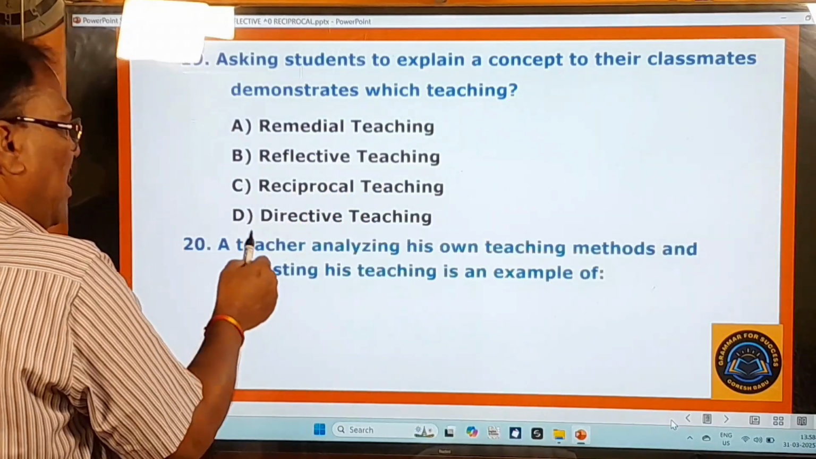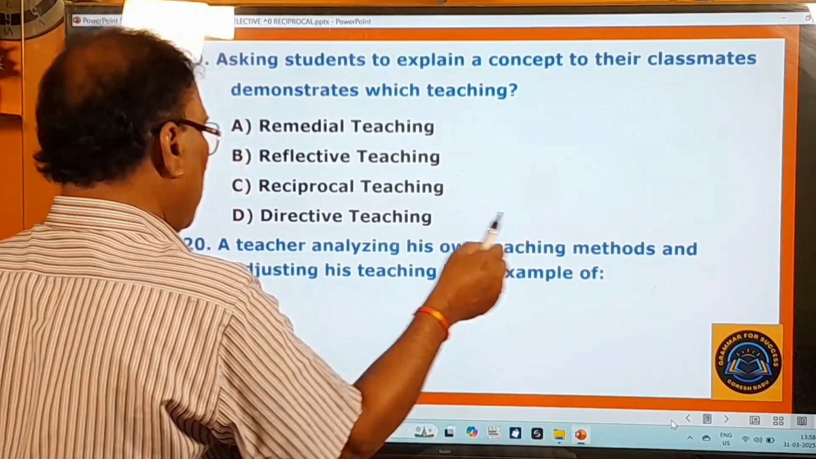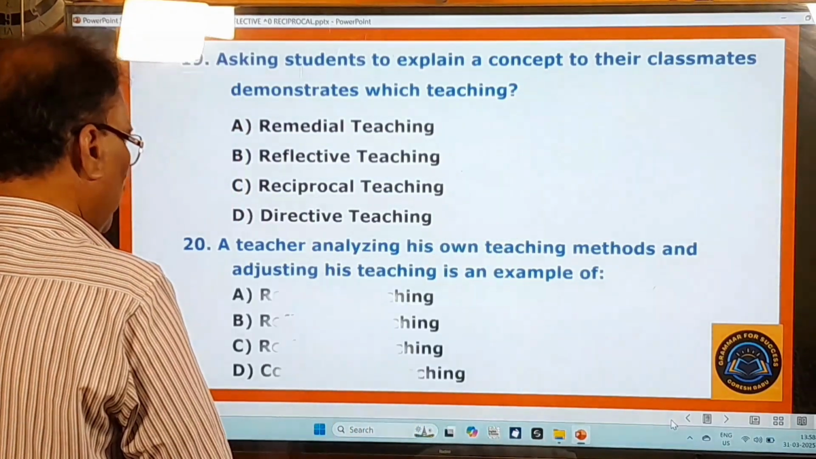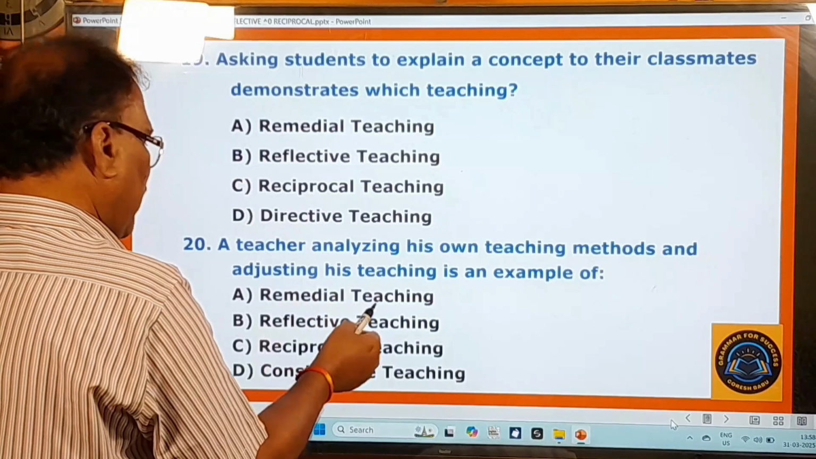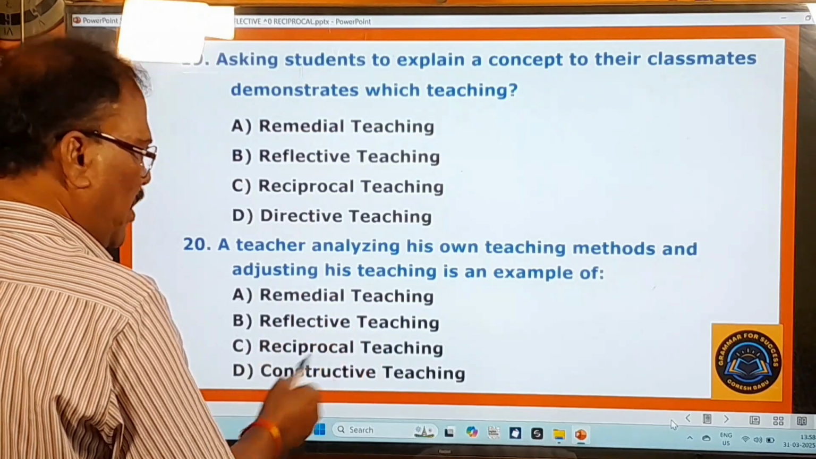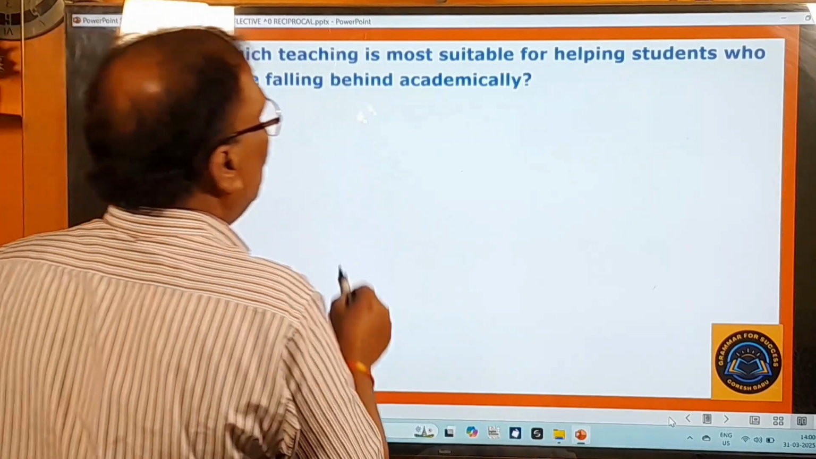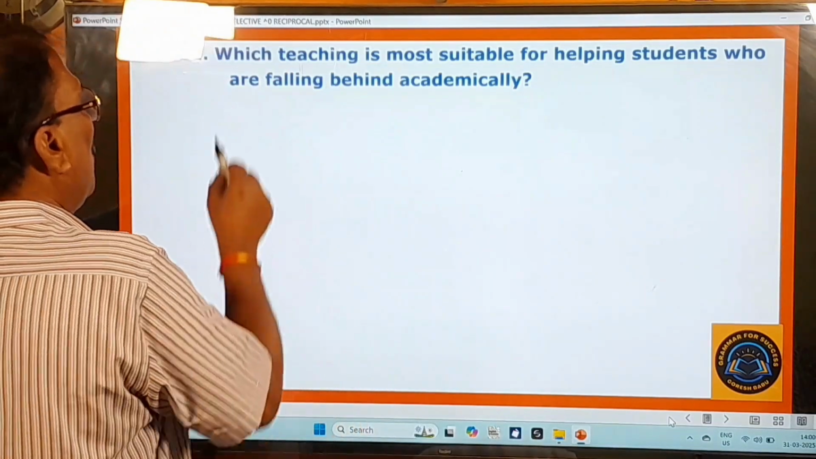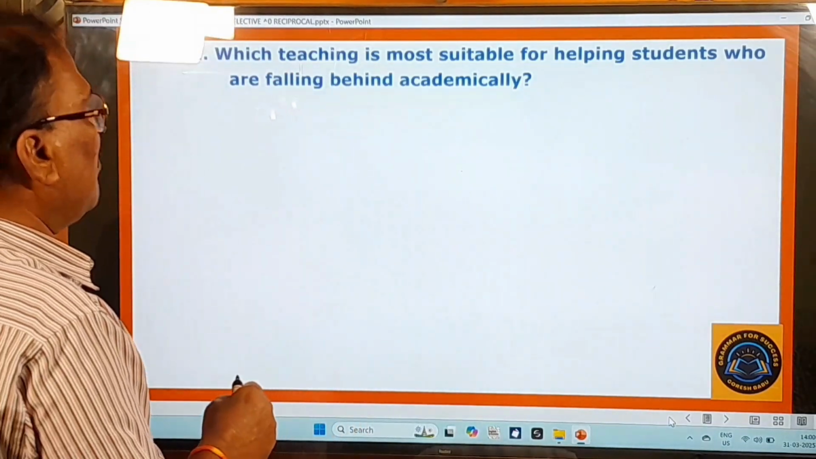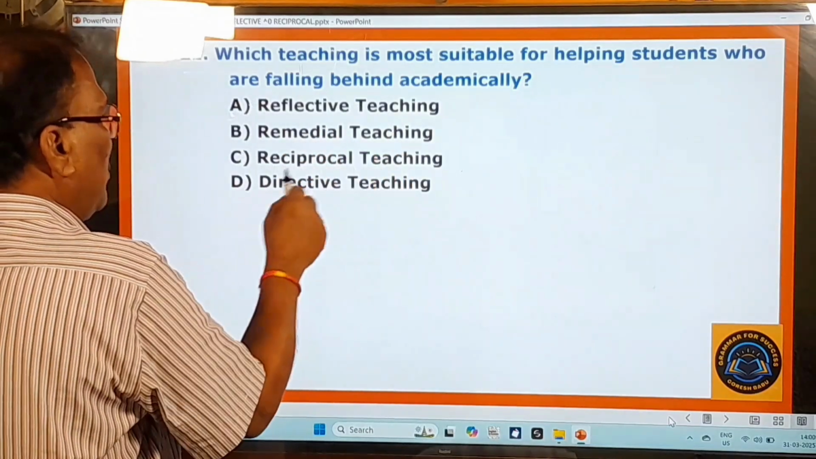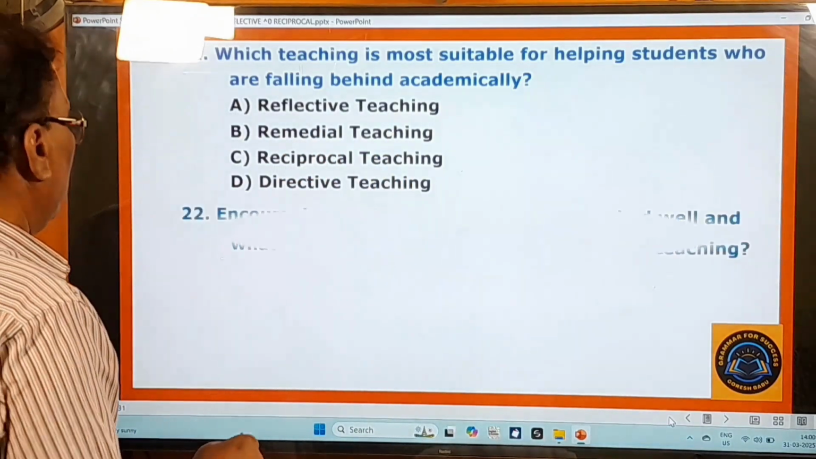20th question. A teacher analyzing his own teaching methods and adjusting his teaching is an example of? Remedial teaching, reflective teaching, reciprocal teaching, constructive teaching. 21st question. Which teaching is most suitable for helping students who are falling behind academically? Reflective teaching, remedial teaching, reciprocal teaching, directive teaching.